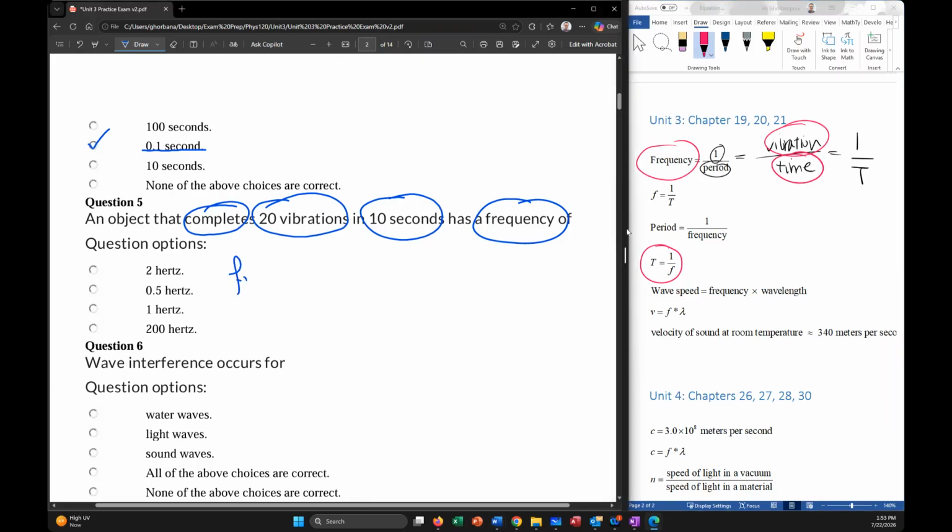I write frequency equals vibration over time. How many vibrations did we have? 20 vibrations. In how many seconds? In 10 seconds. So 20 divided by 10 is going to be 2 hertz. This is how we can calculate the frequency. The other formula of the frequency is number of vibrations over time, and we know that one complete vibration happens in one time period.